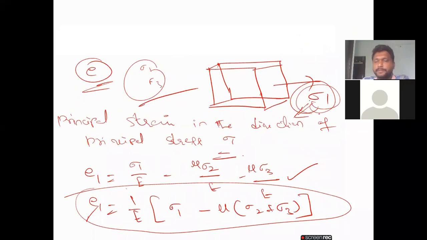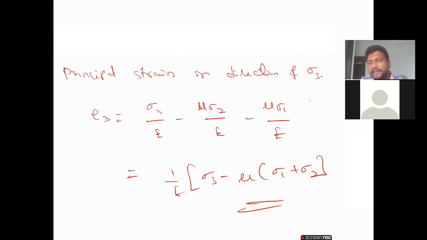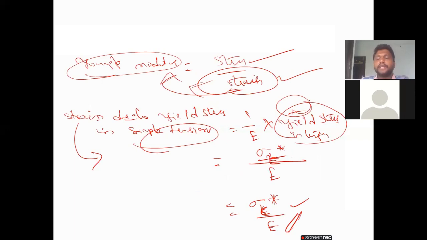First, we take the principal strain due to the direction of the principal stress sigma 1. We have a formula, and again the principal strain in the direction of sigma 3, that is E3. And again we know the Young's modulus formula: Young's modulus equals stress per strain. The same concept, if you consider the principal stresses, we get the strain due to the yield stress 1 by E into yield stress, that is, the yield stress in tension, which is nothing but sigma T star. Okay, if you take compression, that is sigma C star by E.